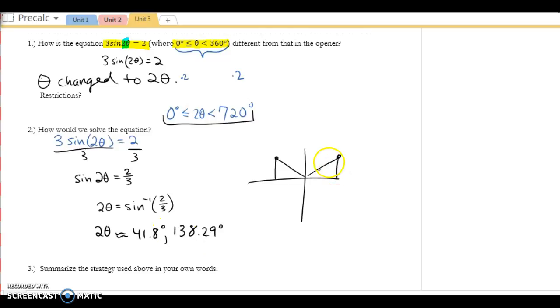So we've got 41 degrees and 138 degrees, but we're allowed to go all the way to 720. 720 means not once around the circle, but twice around the circle. So we've got both of our measurements for once around the circle, but we actually have to go again. We have to see all the angles that would give us this measurement for sine within the first 720 degrees. So how would we get this next one? Basically, we've been around the circle once, and we're going to try to go around the circle twice.